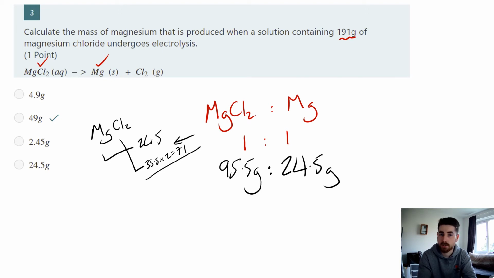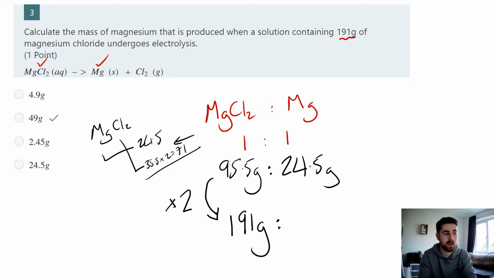But how much are we asked about in the question? How much do we actually start with? We actually start with 191 grams. So this is our actual mass. So if we started with 191 grams of magnesium chloride, how much magnesium are we going to produce? So how do we get from 95.5 to 191? This is a simple question in terms of the calculation we have to do, because we can go straight from our theoretical mass to our actual mass by multiplying it by 2.